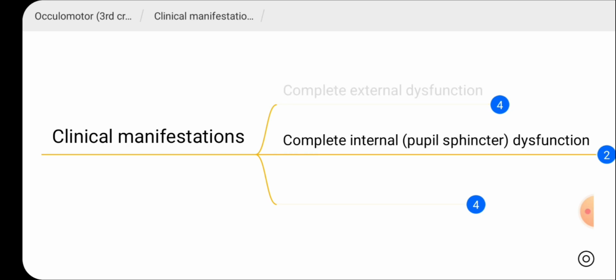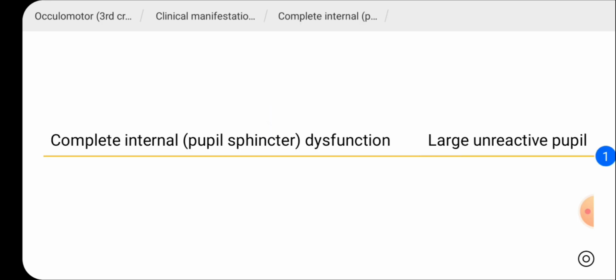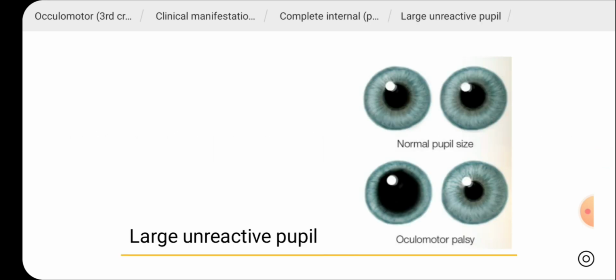Complete internal dysfunction or pupillary sphincter dysfunction. In complete internal dysfunction, the pupillary constriction is completely impaired. Therefore, there will be a dilated, large, unreactive pupil. As you can see in this image, the pupil will look large and it is unreactive.